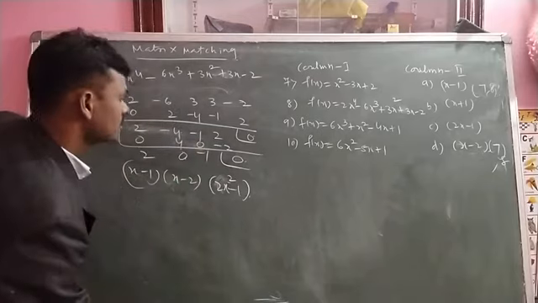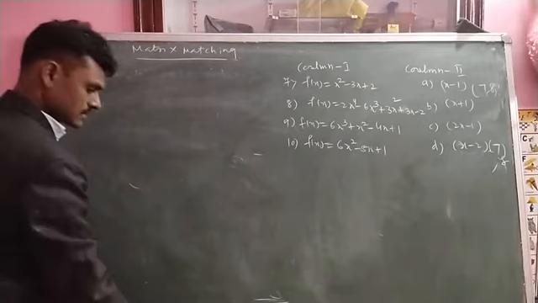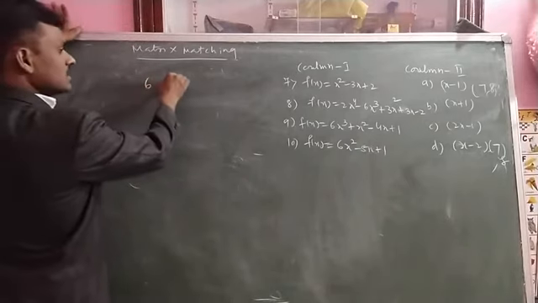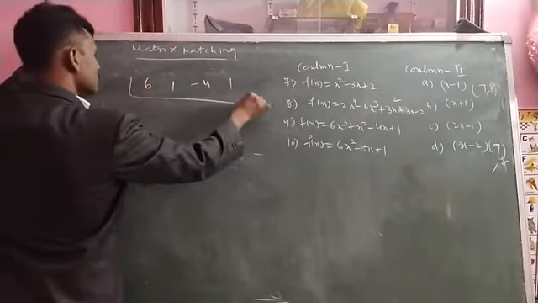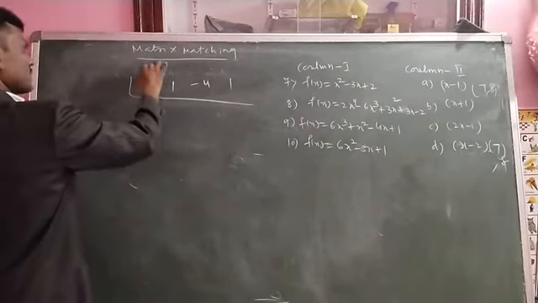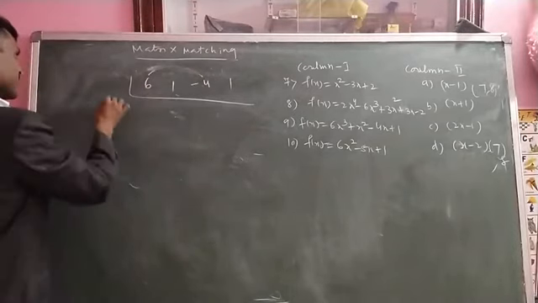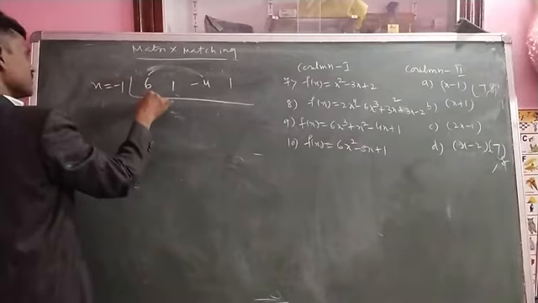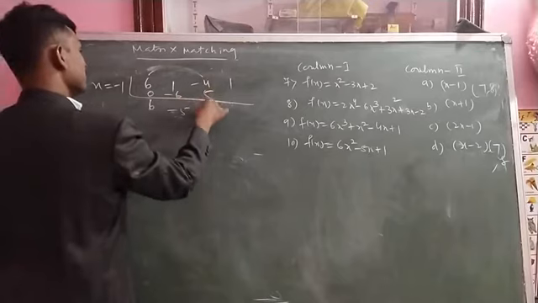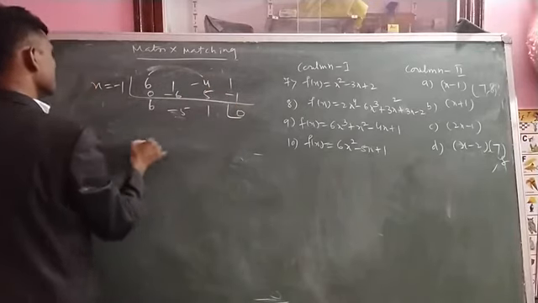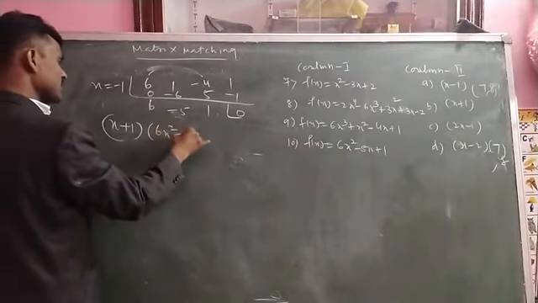I will explain the ninth one. Ninth one is here 6, 1, minus 4, 1. Now see, 6 minus 4, 2, 1, 2. Then x plus 1 is a factor, then x is equal to minus 1. 0, 6, 6 ones are minus 6, here minus 5. 5 ones are plus 5, 1, 1 into 1, minus 1. This is 0. Now x plus 1 into 6x square minus 5x plus 1.